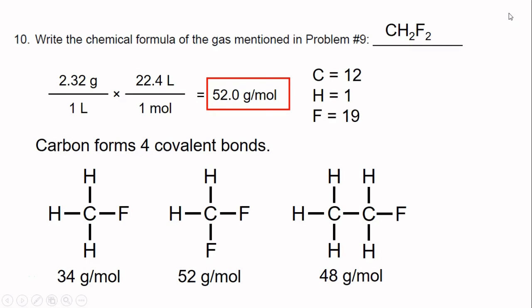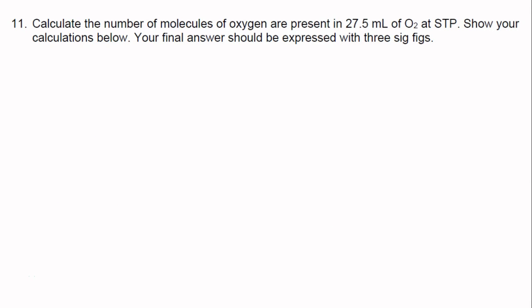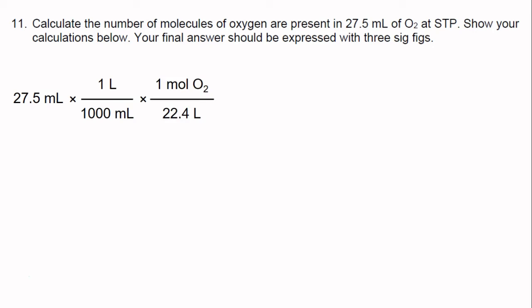All right, let's take a look at number 11. Calculate the number of molecules of oxygen that are present in 27.5 milliliters of O2 at standard temperature and pressure. We'll start with 27.5 milliliters. We know we can use 22.4 liters per mole. Let's first convert milliliters into liters. Then we can use the conversion factor from liters to moles based on the fact that we're at STP.